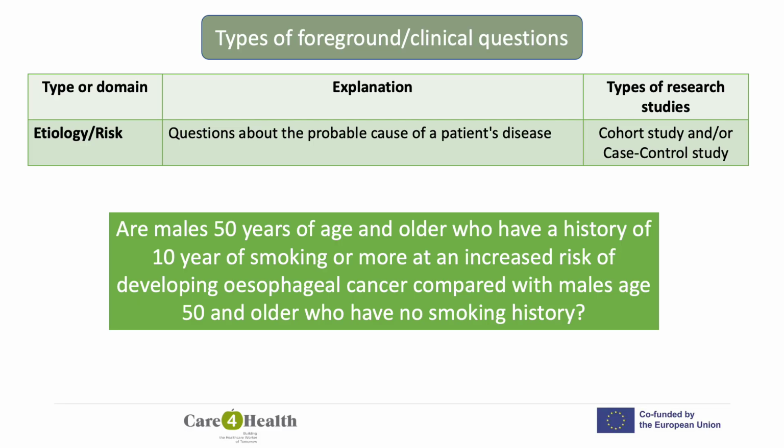This is the other type or domain of questions, etiology or risk. Those are questions about the probable cause of a patient's disease. In this case, we have this example. Are males 50 years of age and older who have a history of 10 years of smoking or more at an increased risk of developing esophageal cancer compared with males age 50 and older who have no smoking history?